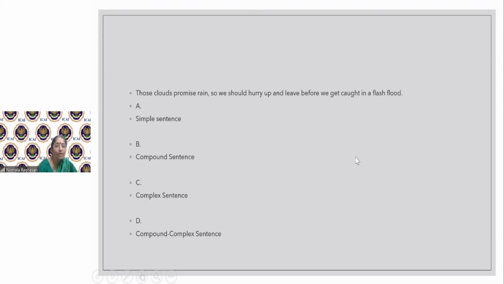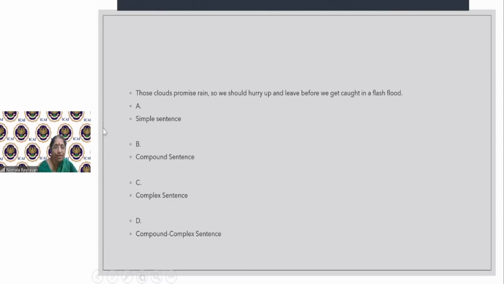Let me tell you how. Those clouds promise rain, so we should hurry up. Okay. Suppose the sentence gets over here. Those clouds promise rain can be an independent sentence. So we should hurry up can be another sentence. It is joined with a conjunction. And then I go on to say, and leave before we get caught in a flash flood. Here, although there is an and, leave before is not a compound sentence here.